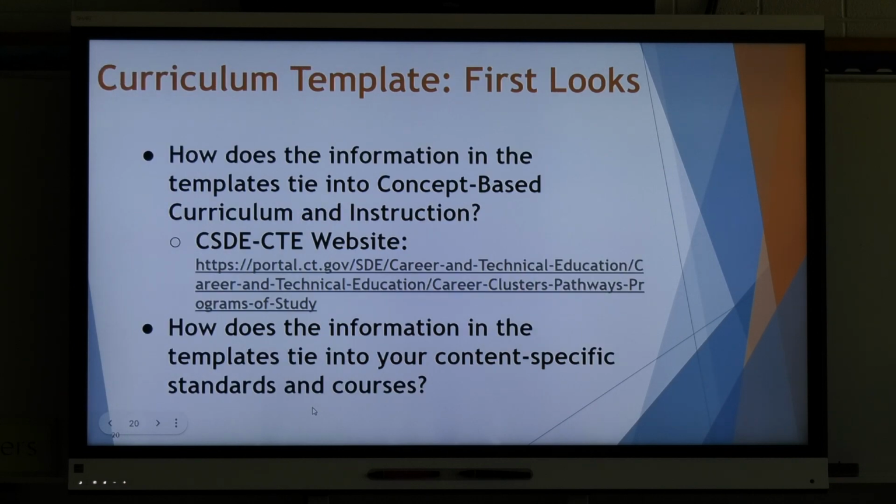Okay, so this is the question you were all asking me earlier. How does it tie into the templates? I'm going to give you the other template that we're looking at.